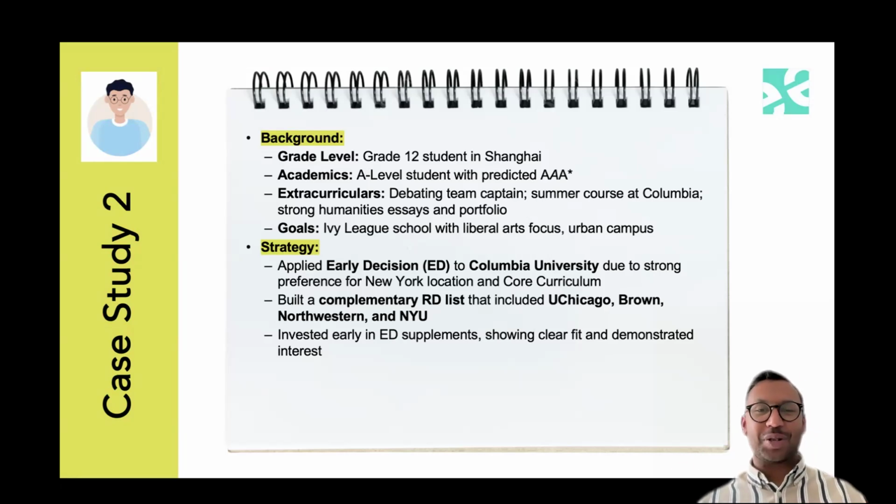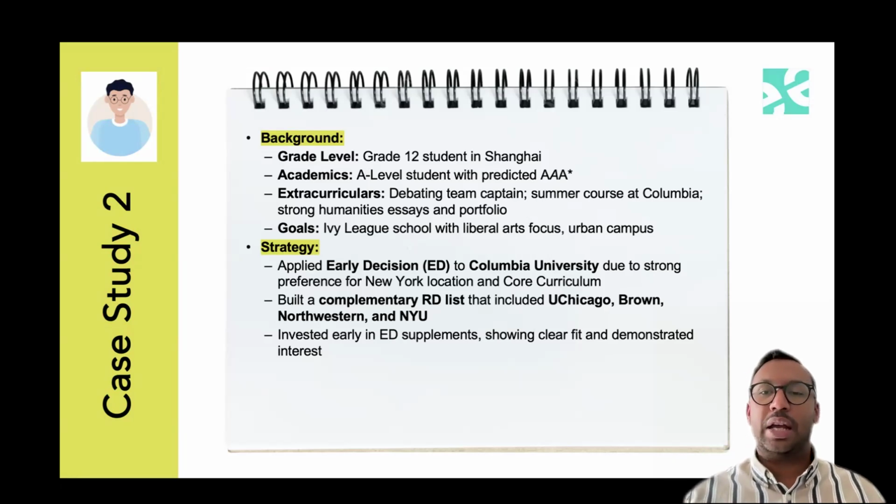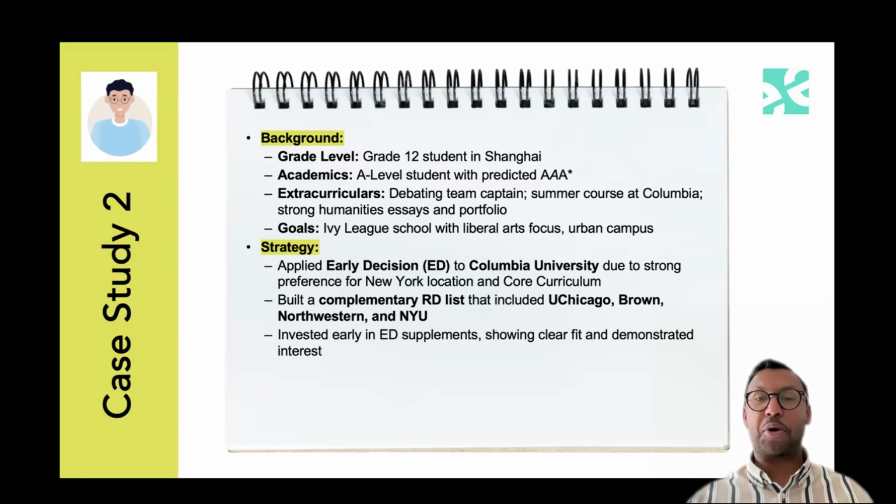So that becomes really interesting, right? So definitely going to a top tier university, but wants to be in an urban environment with flexibility in the curriculum. So what made sense for this student was to apply ED to Columbia University. We have New York City, it's an urban environment. Definitely have a liberal arts focus in the curriculum with a spread of different disciplines that students have to complete. And in addition to that, it's an Ivy League. And they also built a complementary regular decision list that included U Chicago, Brown, Northwestern, NYU.